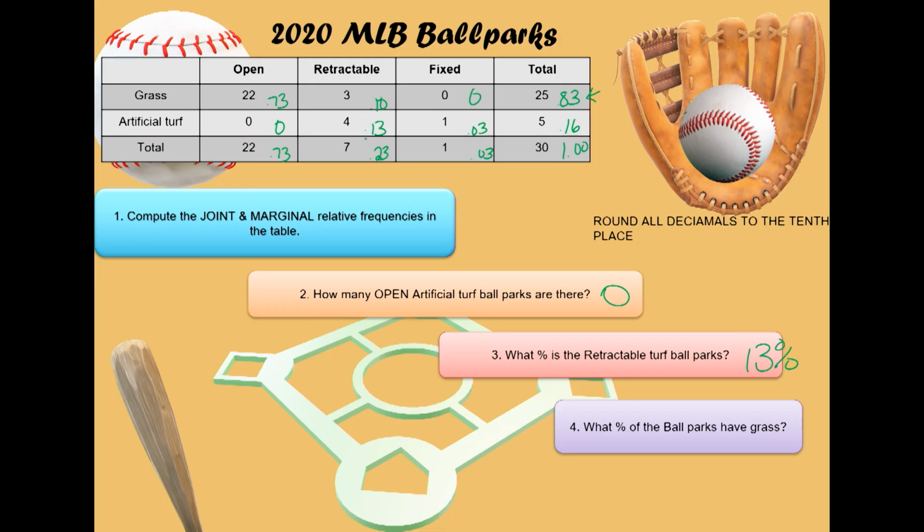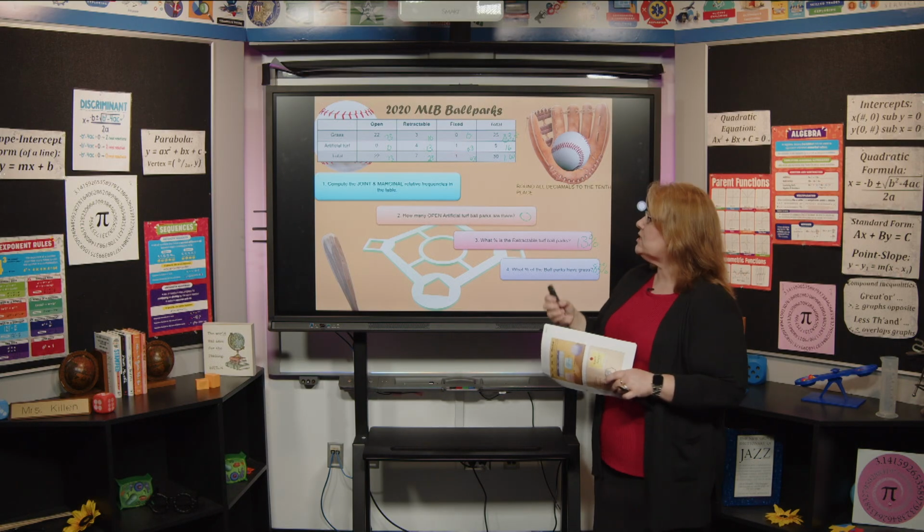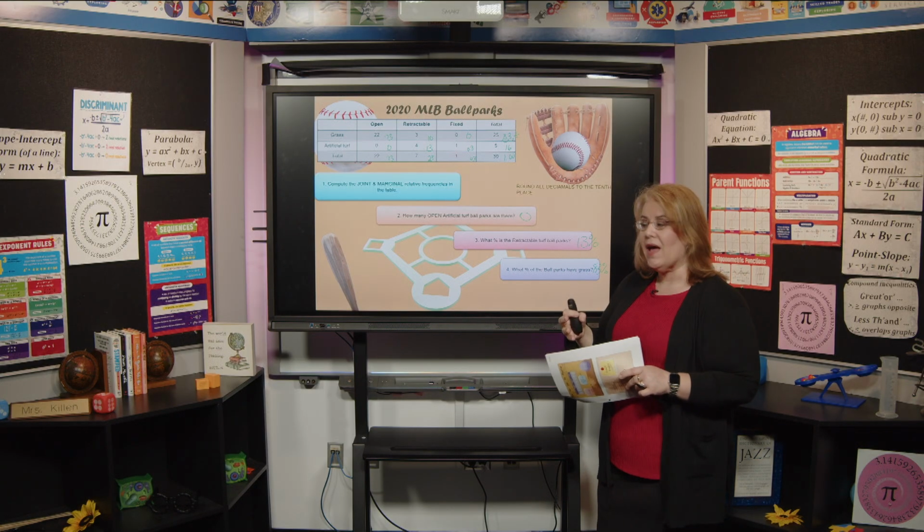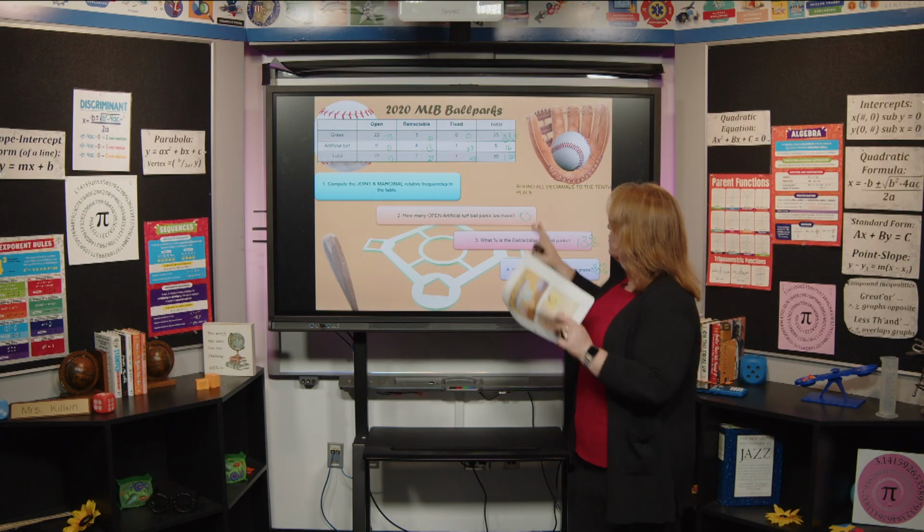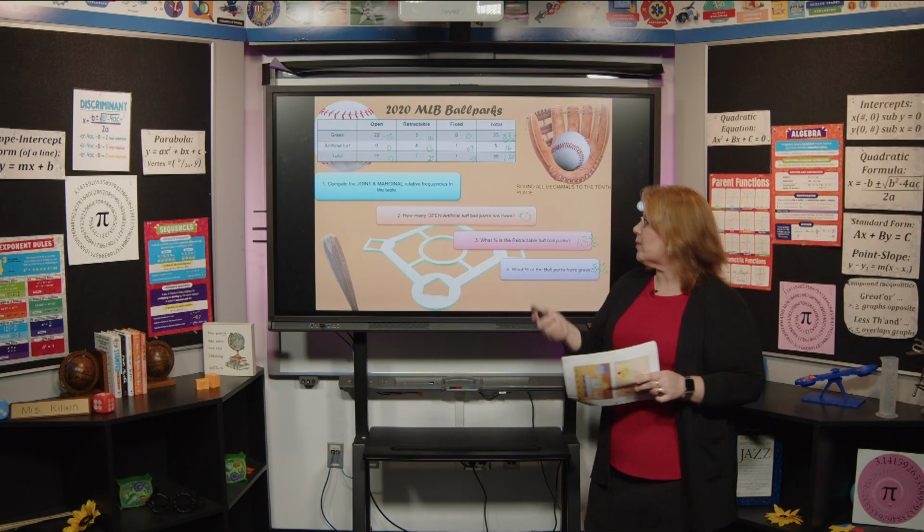What % of the ballparks have grass? So then I'm going to look at all the different ballparks and go over to grass, and that is going to change that 0.83 to a percent. So 83% of the ballparks have grass. So it's a really good way for us to, 1, get used to reading our graphs, and 2, looking at the different percentages and then looking at the different numbers.